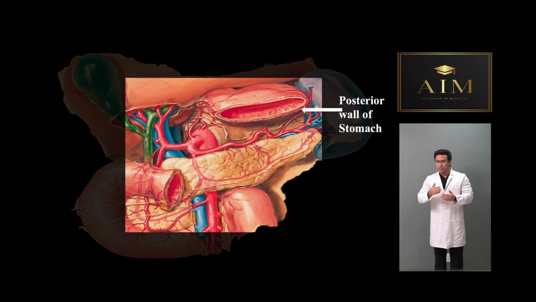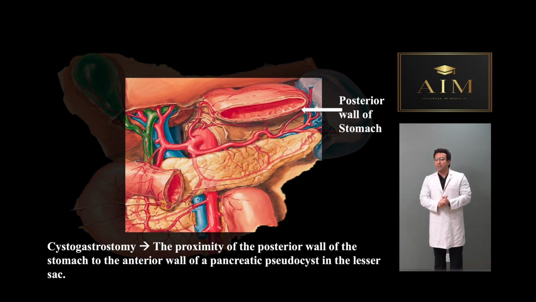The proximity of the posterior wall of the stomach to the anterior wall of a pancreatic pseudocyst in the lesser sac is what makes cystogastrostomy possible to treat pseudocysts.